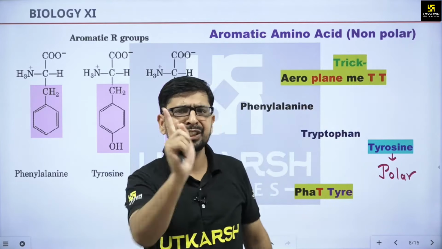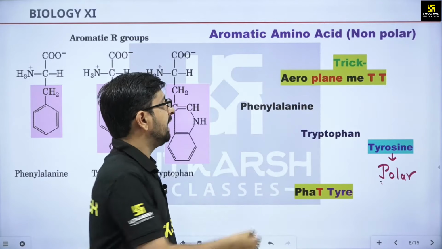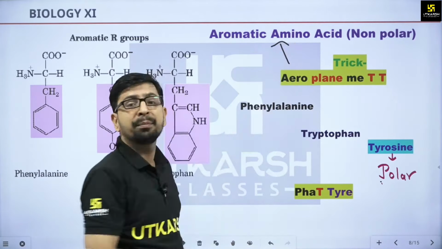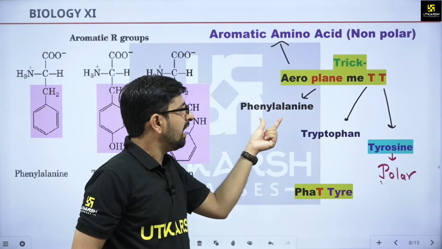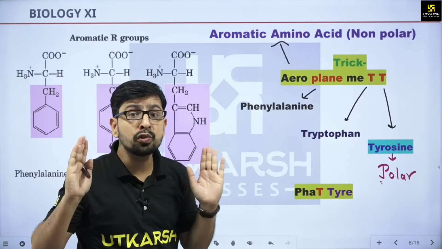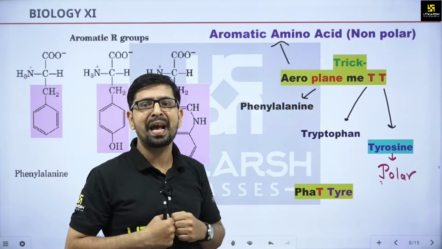What is the mnemonic? Aeroplane में TT. Aero means aromatic, plane, phenylalanine, T, tryptophan, T, tyrosine. Simple: aeroplane में TT. Most complex, कोशिश बड़ी मुश्किल होती है, complex होती है, try.